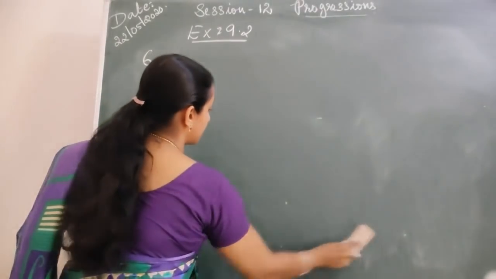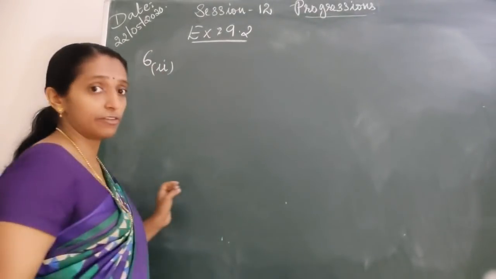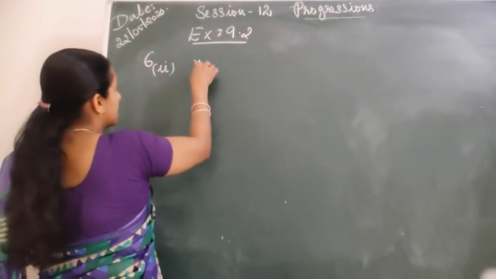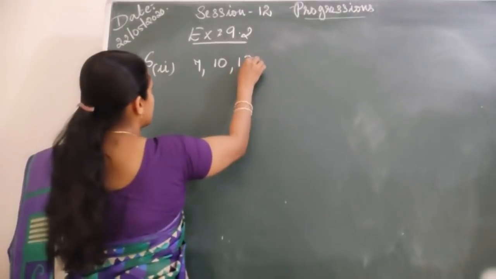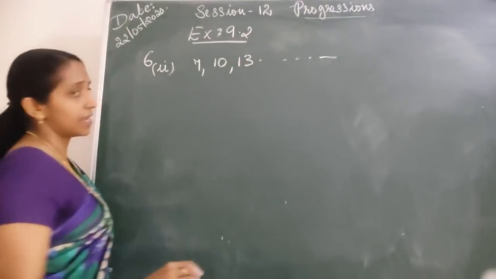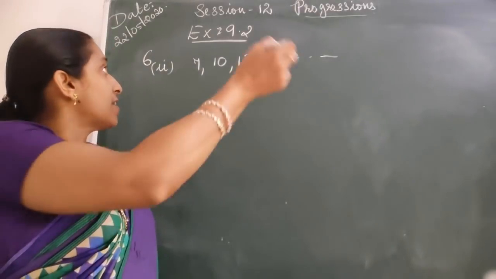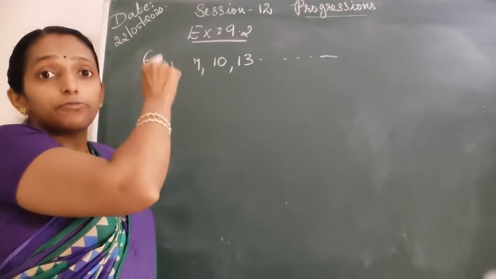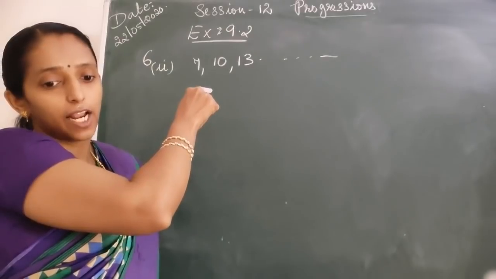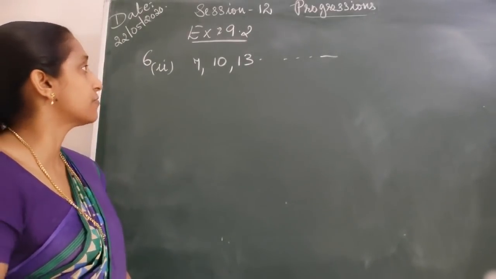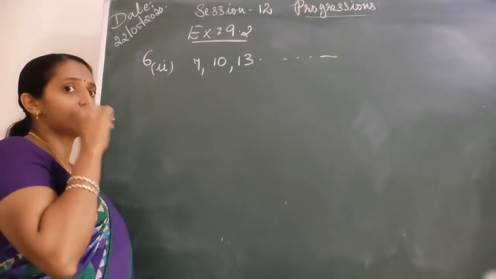How can you check whether 55 is a term or not? It is given 7, 10, 13, etc. The AP is given and you have to check whether 55 will be a term of this. If yes, find which term it is. So how can you find? You will check whether 55 will be a term.